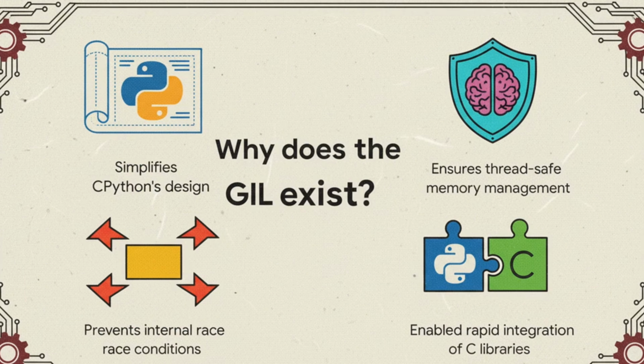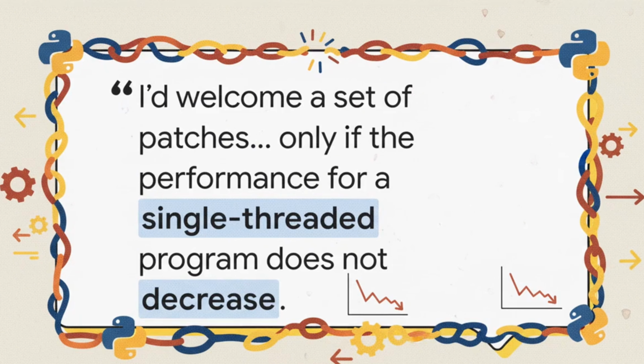Now, you might be thinking, why on earth would they design it this way? And that's a fair question, but it wasn't an accident. It was a very practical design decision way back in the early days of Python. You see, the GIL made managing memory much, much simpler and safer. And maybe most importantly, it made it super easy to integrate with existing C libraries, which was a huge reason for Python's early success.